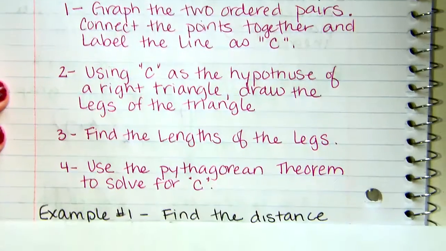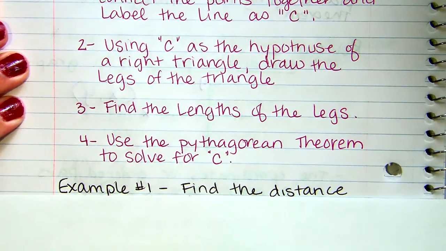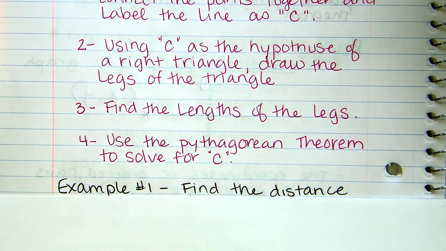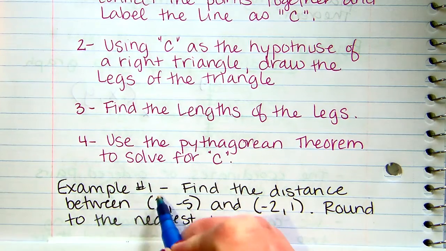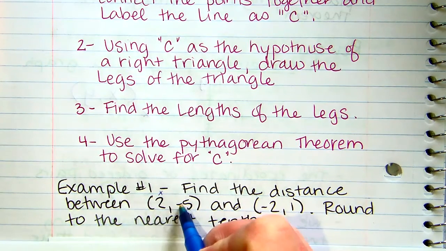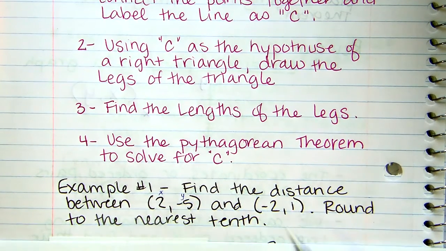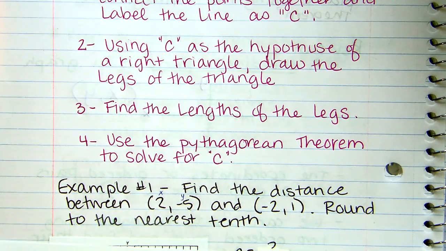Now, I have an example for you that I've already worked out, and then we're going to do a second example together. In this first example, it says, find the distance between (2, -5) and (-2, 1). Round to the nearest tenth. For this first 2, that's an x. The -5, that's a y. So, when I have these here, I'm going to find this as (2, -5).